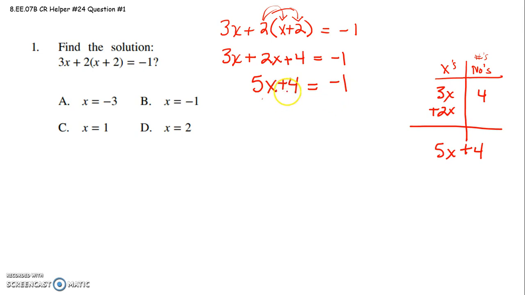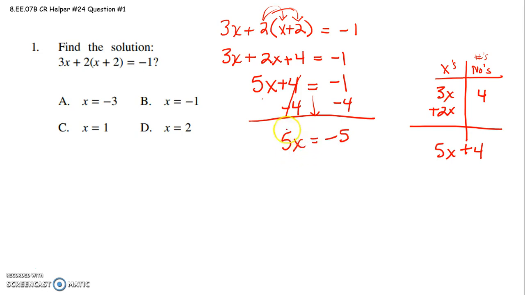So how do I undo this plus 4? If I want to get rid of that plus 4, I have to subtract 4 on the left-hand side of the equal sign. If I'm subtracting 4 on the left side, I must subtract 4 on the right-hand side. 4 minus 4 zeroes out. Bye-bye. We have 5x. Drag down that equal sign. -1 minus 4: the signs are the same, so I'll find the sum and keep the sign. That gets me to a -5.